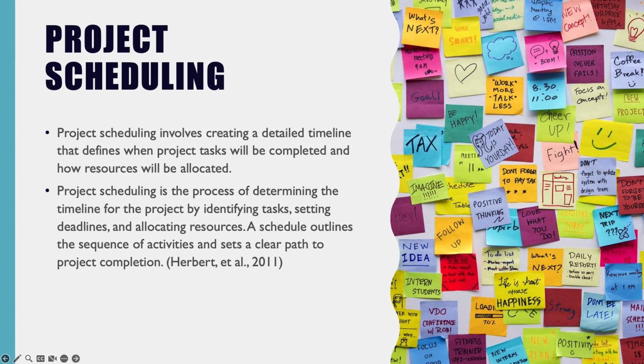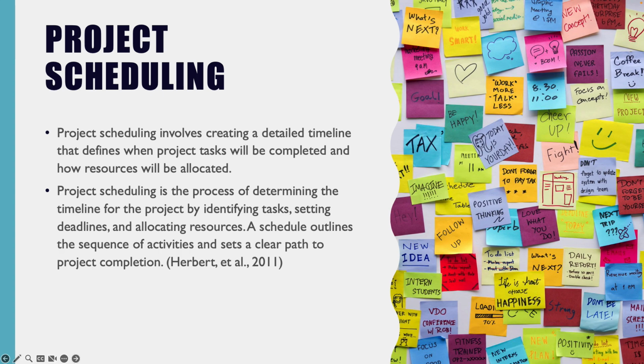Finally, let's discuss project scheduling, which is all about creating a detailed timeline that defines when project tasks will be completed and how resources will be allocated. The purpose of scheduling is to establish a clear step-by-step path for the project so that tasks are completed on time and in the correct sequence. Project scheduling also involves determining the timeline for the entire project, identifying all the tasks, setting deadlines for each, and then allocating the necessary resources.